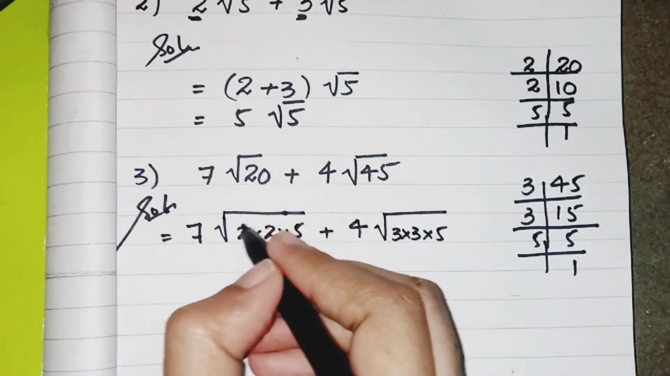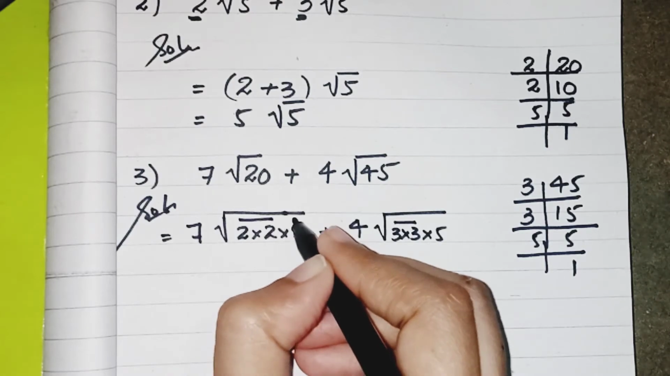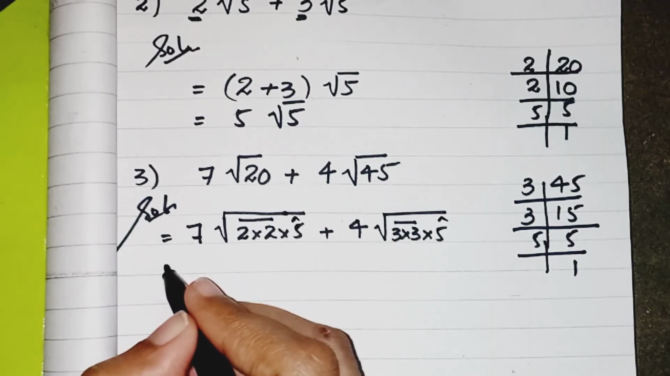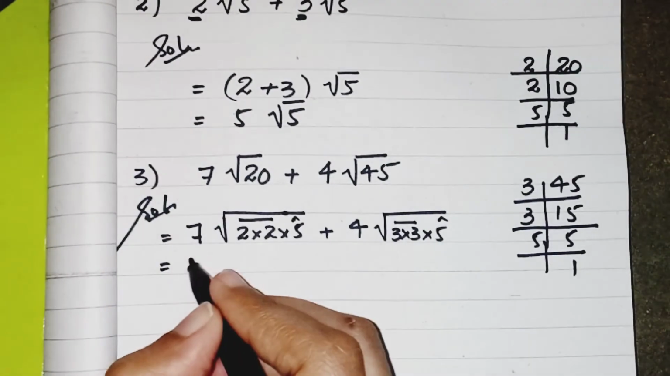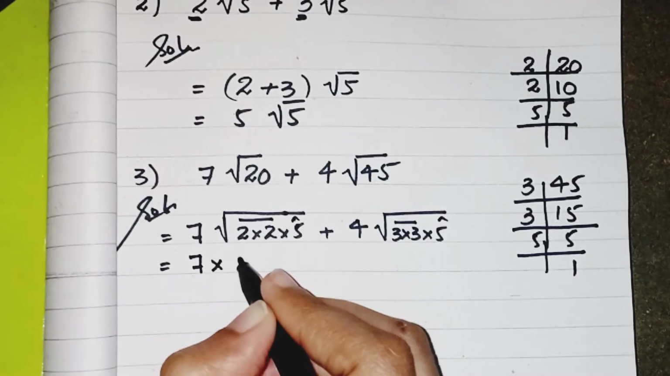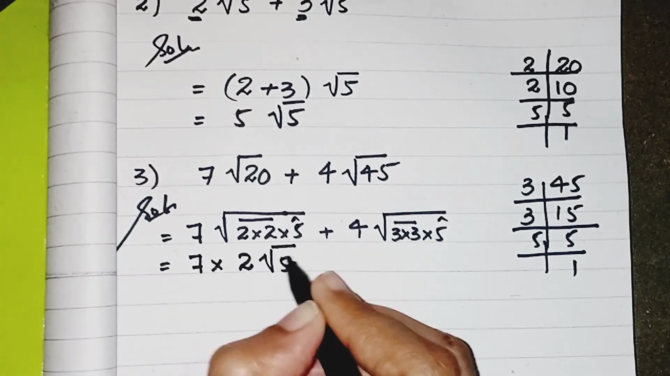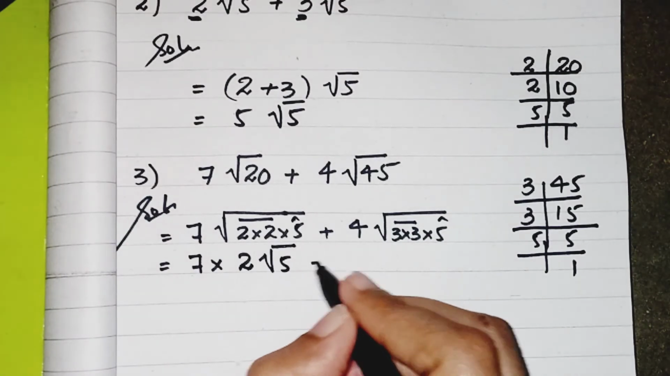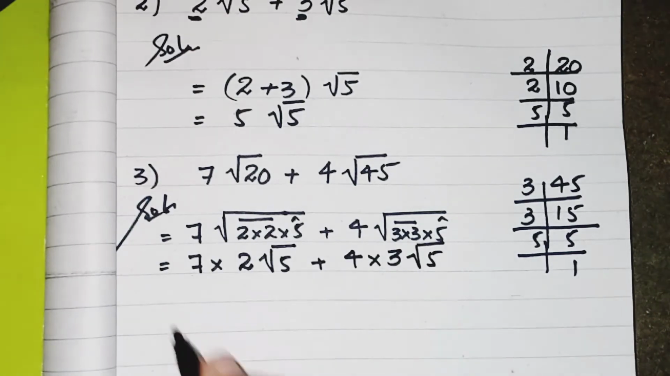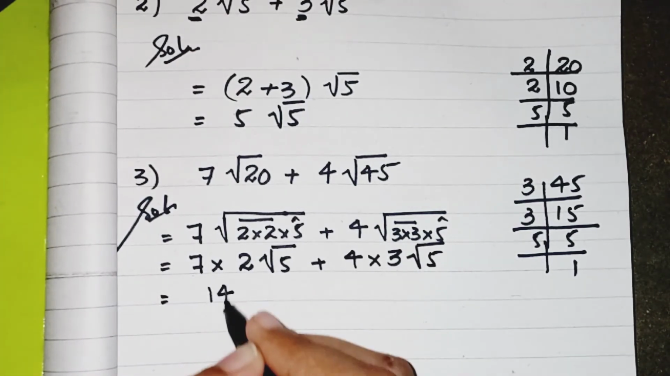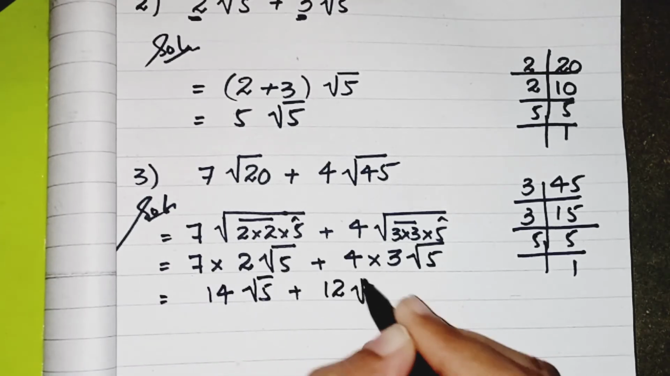We have to make pairs of the same number, and the number which is unpaired will remain inside the root. So this 5 will remain inside the root, and the numbers which are paired will be written outside the root. 7 multiplied by 2, because it was a paired number, and this 5 is not a pair, so it will be written inside the root as it is. 4 into 3 and this 5. Now 7 into 2 is 14 and root 5. 4 into 3 is 12 and root 5.